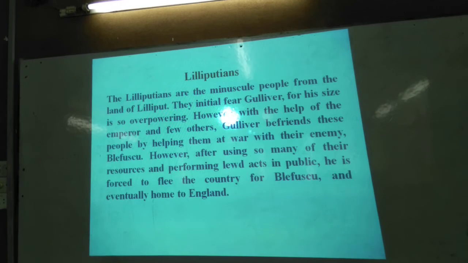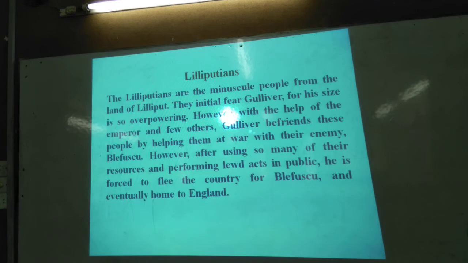They initially fear Gulliver, for his size is so overpowering. However, with the help of the emperor and a few others, Gulliver befriends these people by helping them in war with their enemy, Blefuscu. Who are the enemies of Lilliput? Blefuscu. Blefuscu is a neighboring country of Lilliput, and it is divided by a channel. If you can understand what a channel is, you can understand what he actually indicates by Lilliput and Blefuscu. Because there is a major channel, the Great Channel in the world, which divides countries. There are European countries as well.